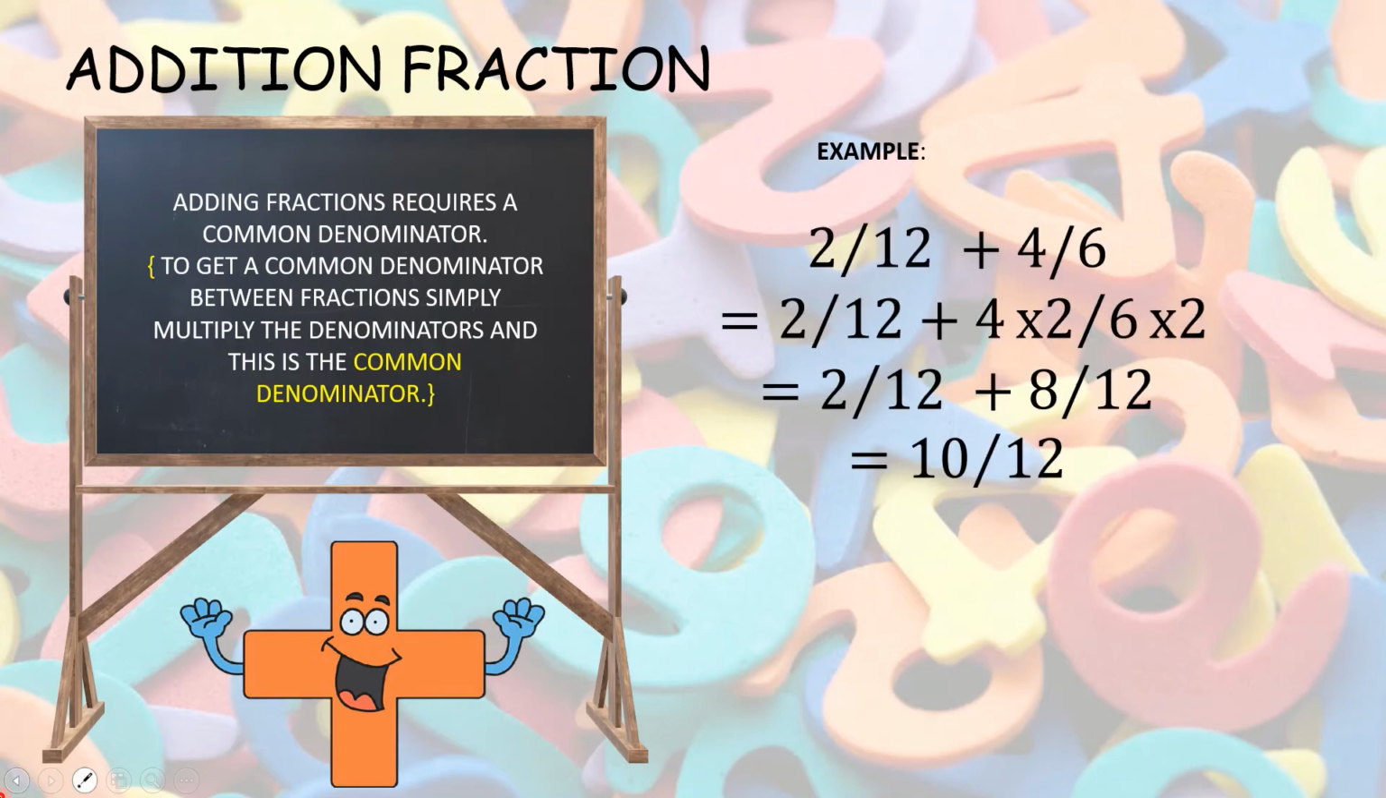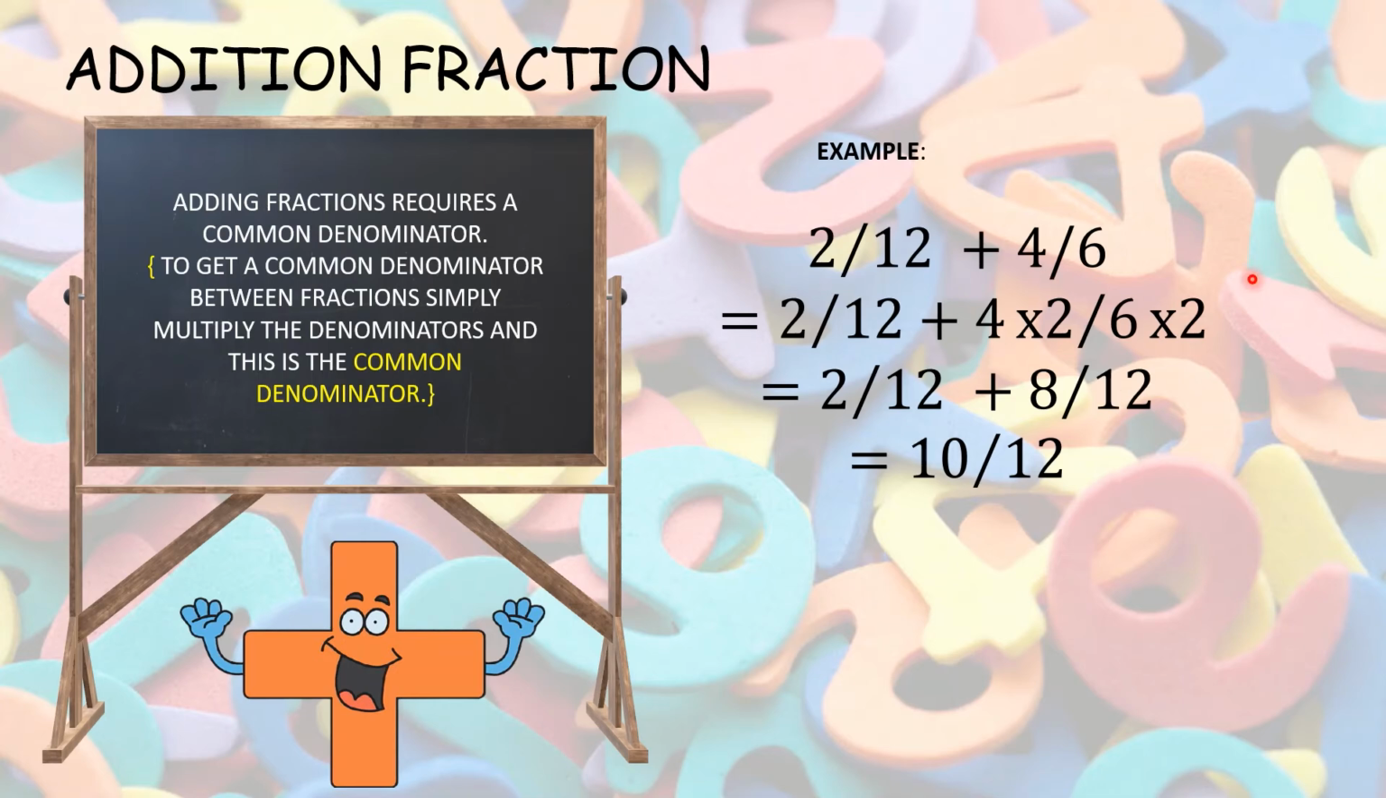Let us take an example: 2 divided by 12 plus 4 divided by 6. How do we do this? When you are performing addition of fractions, here you have 2 by 12. The denominator of this one is 12, the denominator of this one is 6, so the two denominators are not equal. We need to get a common denominator.